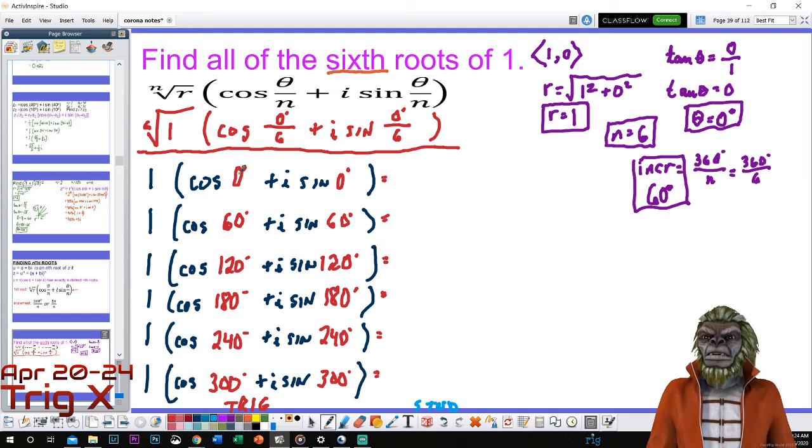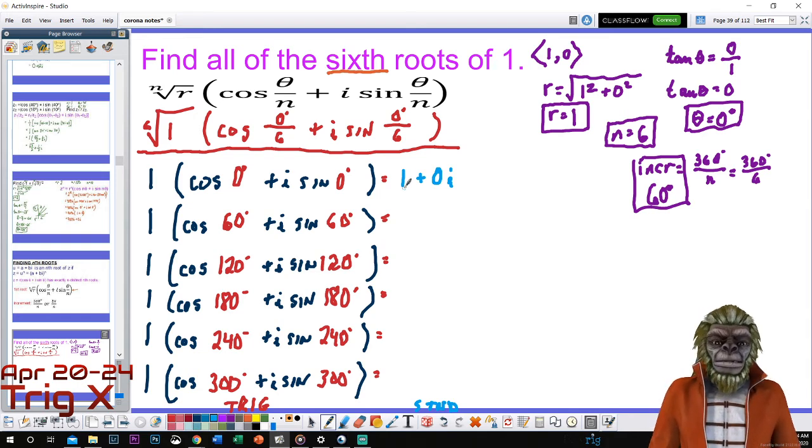So the cosine of 0 is 1. 1 times 1 is 1. The sine of 0 is 0. 1 times 0 is 0. Now, looking back to what the question asked us, find all the 6 roots of 1, you were probably thinking to yourself, well, the 6th root of 1 is just 1, right? Well, that's true. The 6th root of 1 is just 1 plus 0i.